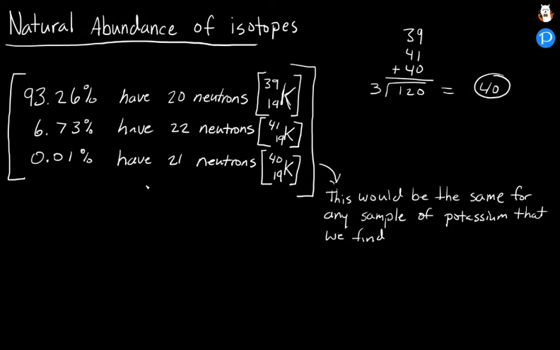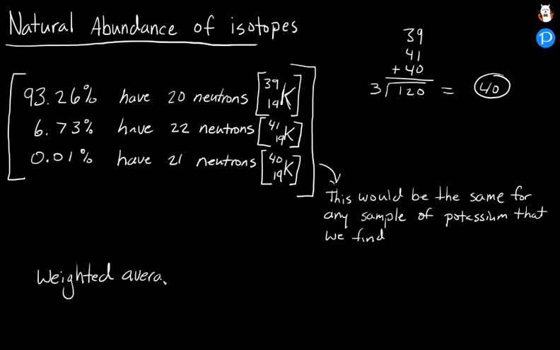I mean, look at potassium 40 is 0.01%. That's basically nothing. So more often than not, I'm going to find it as K39 than I am as K40. So this really isn't a good representation of that. And so what we have to do is, instead of doing a regular average, we have to do what is called a weighted average.